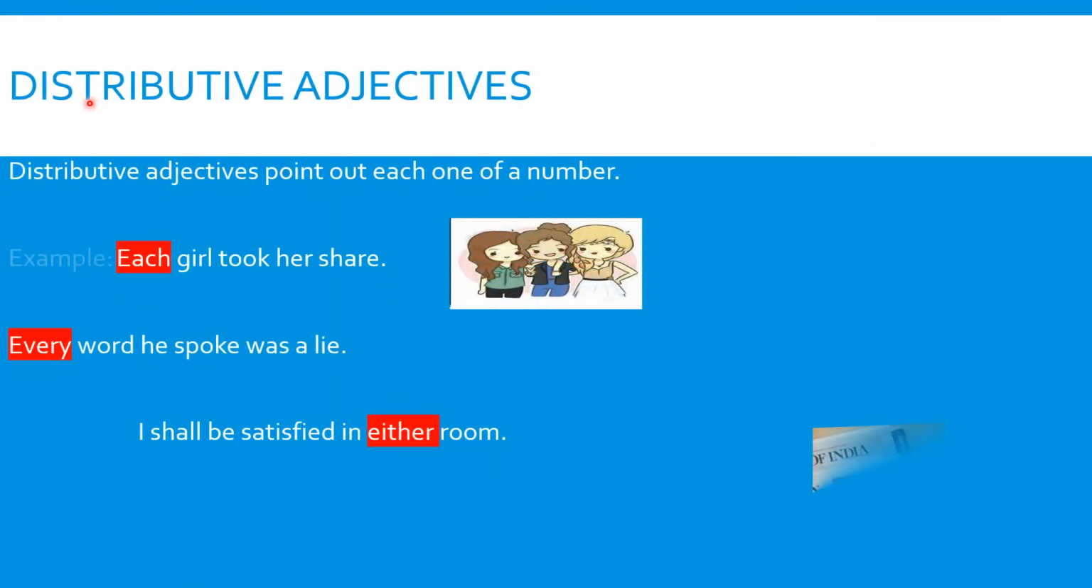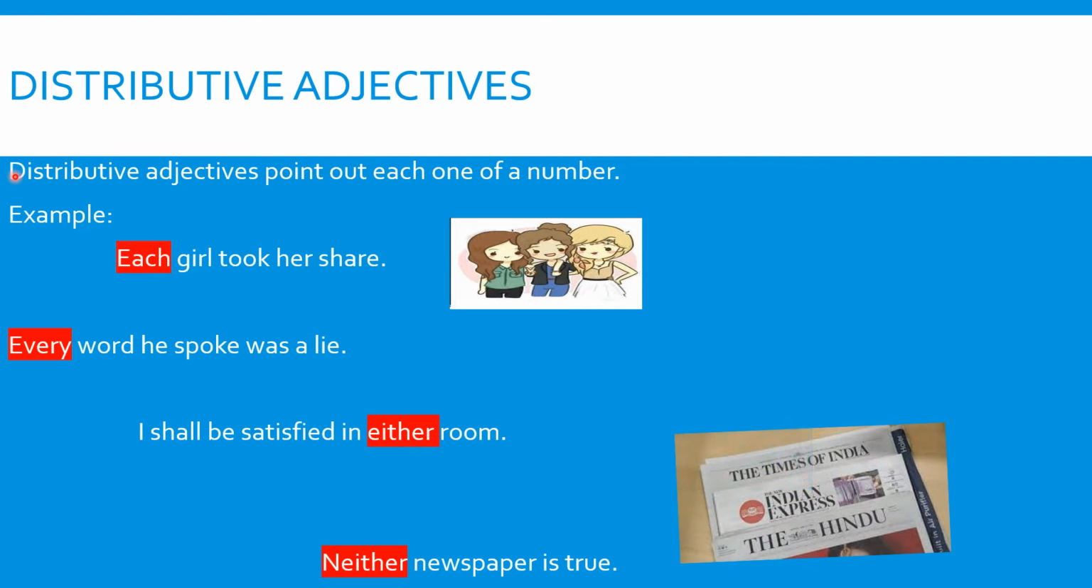Distributive adjectives. Distributive adjectives point out each one of a number. Look at the following examples. Each girl took her share. So here, each is the distributive adjective. It points out each one of a number. The second example, every word he spoke was a lie. So every is a distributive adjective. It points out each one of a number, each or every word.